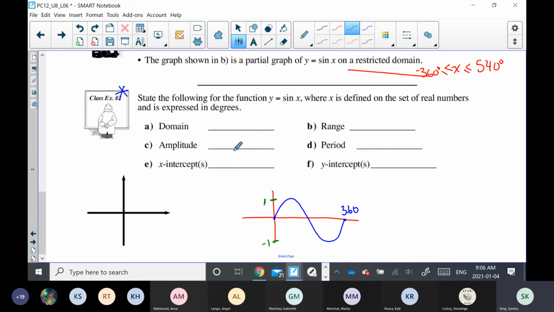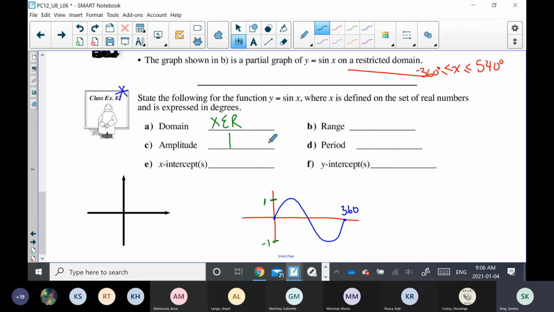So the domain of a sine graph, now remember it goes forever in each direction. The domain of this graph is going to be x belongs to the real numbers. So all sine graphs are going to be x belongs to the reals. The amplitude of this graph is from the midline to the peak. So the midline is 0 and the peak is 1, or 0 to -1. The amplitude of this graph is 1.